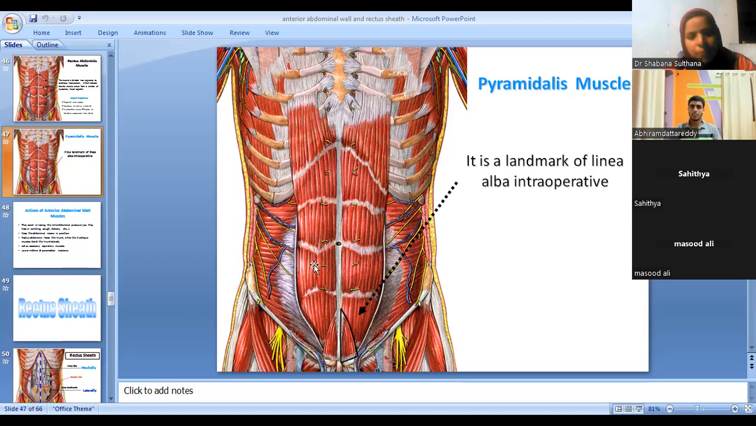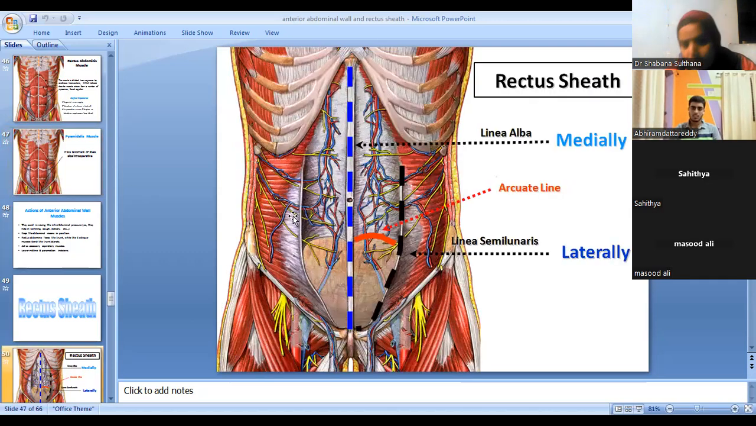Rectus abdominis muscle is present, ma'am. Pyramidalis muscle. Rectus abdominis and pyramidalis. And if you remove those two muscles, then you are finding blood vessels and nerves, right? What is the name of this artery? Do you remember? Internal thoracic artery. Its terminal branch is the superior epigastric artery. What is that?